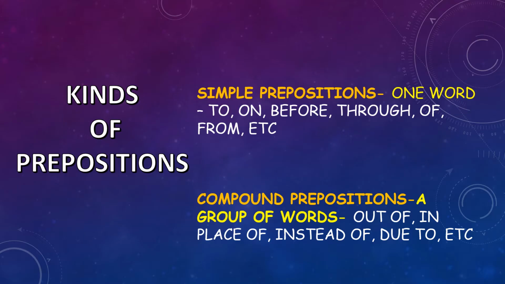Now, kinds of prepositions. What are the different kinds? One is a simple preposition, that is one word, single words, like on, off, at, before, through. And there's another one, compound prepositions. They are a group of words: out of, in place of, instead of, due to. Now, these you can see are paired or even more than 2 words. Fine, in place of is 3 words. So they are called compound prepositions. Generally, we see simple prepositions, but you should also be aware of these compound prepositions. Fine.